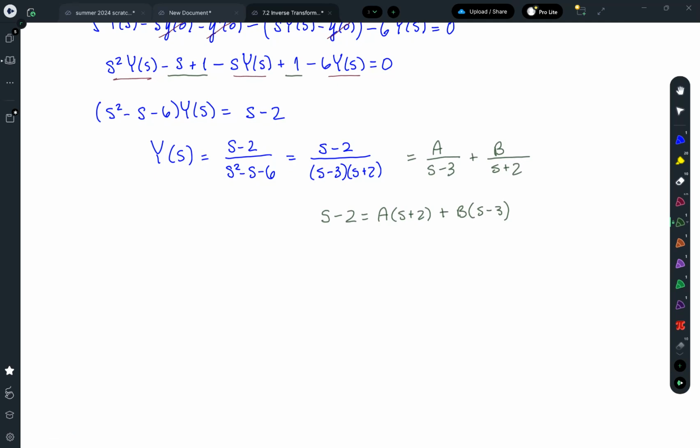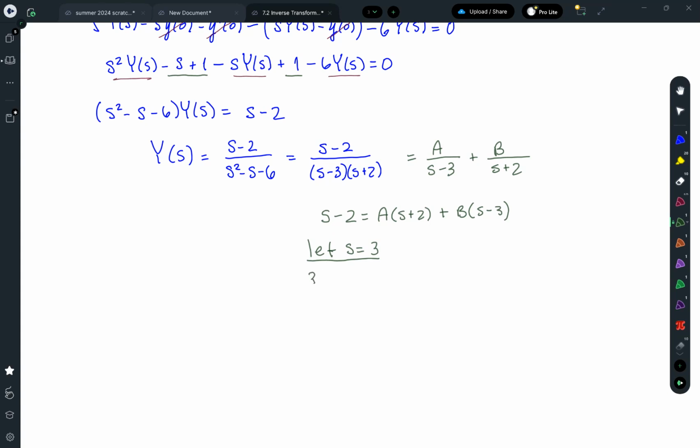You can choose values for S so that you would be enabled to solve for A or B. What I mean by that is you can be very specific about the value of S that you pick and strategic about it. So I'm looking at maybe let S equal 3, because if I let S equal 3, then the B times S minus 3 is going to go to 0, and so then I'll have A by itself. So let's see this work.